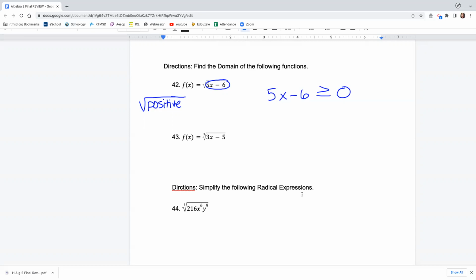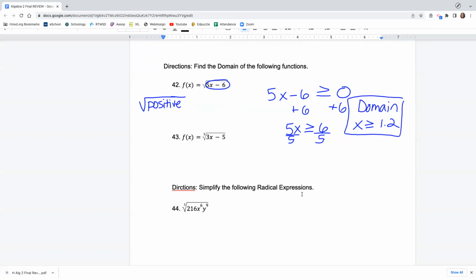So we solve this inequality. Add 6 to both sides. 5x is greater than or equal to 6. Divide by 5, and you get 6/5 as your answer, or 1.2. So the domain is anything greater than or equal to 1.2, or anything greater than or equal to 6/5. That would be your domain.